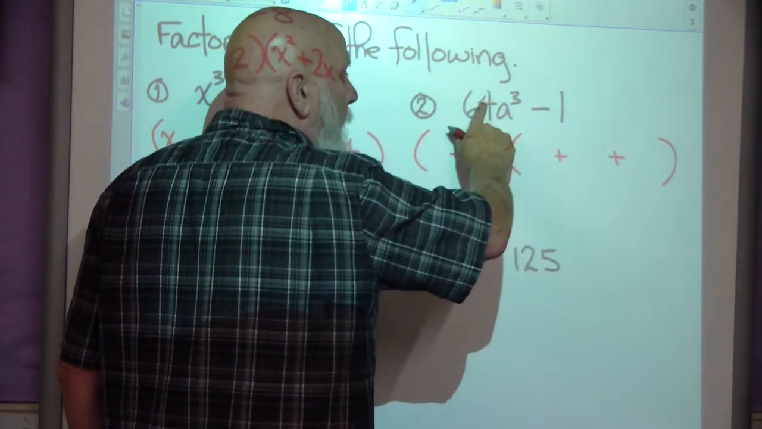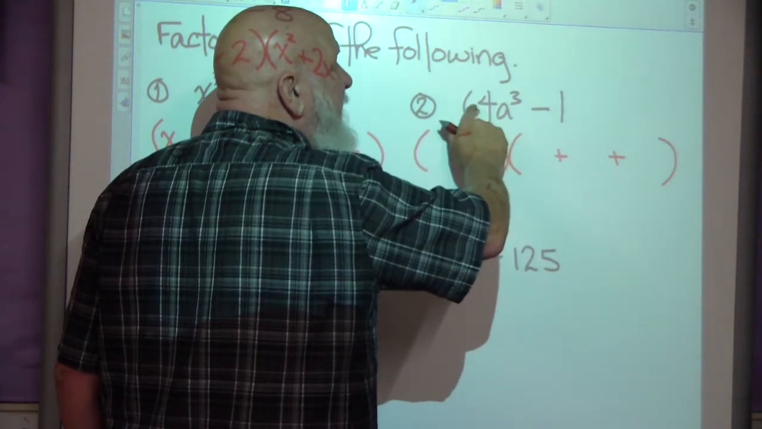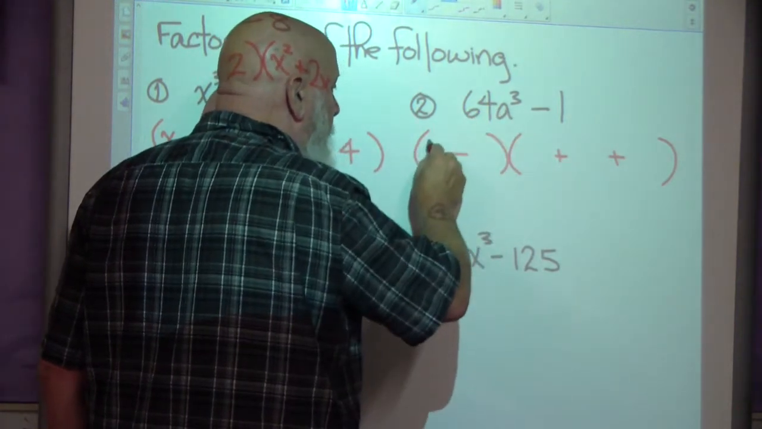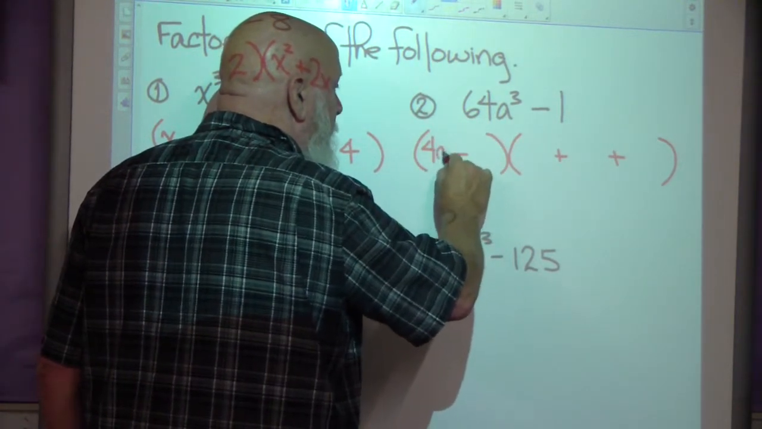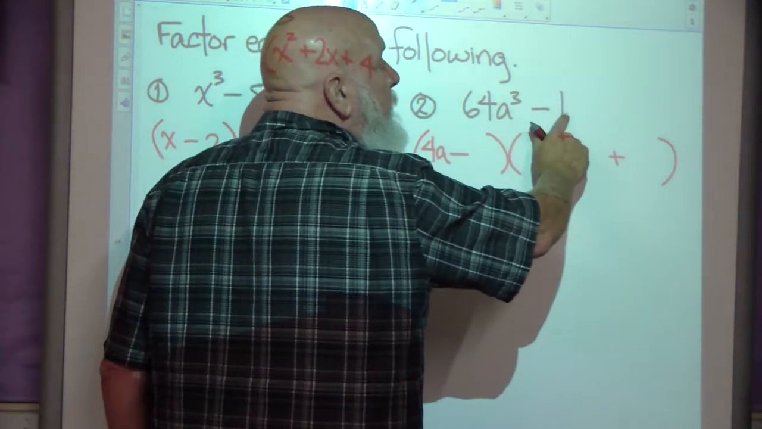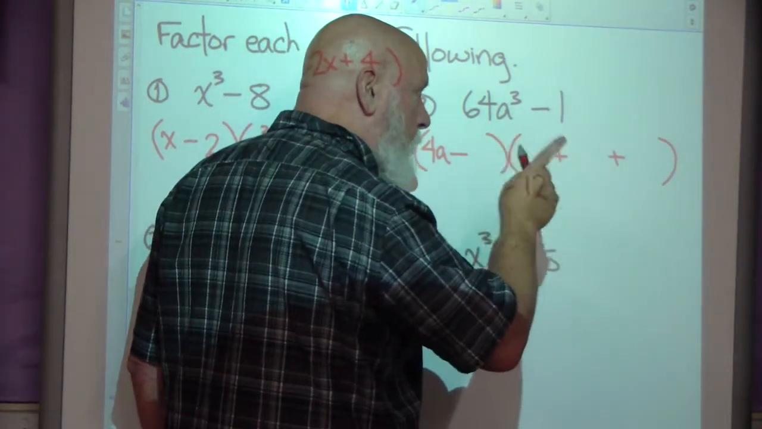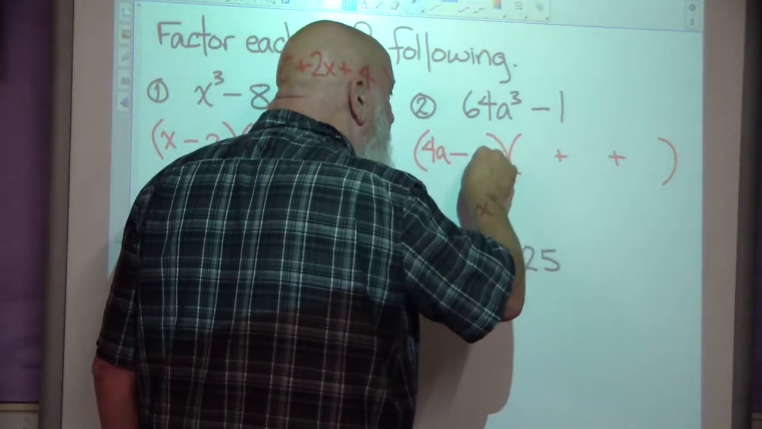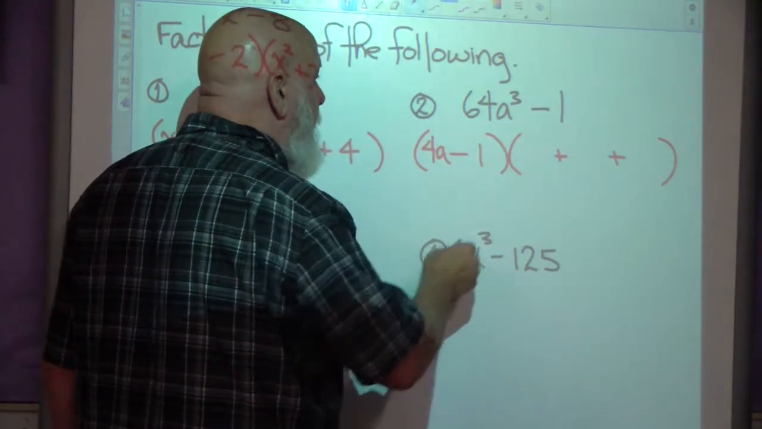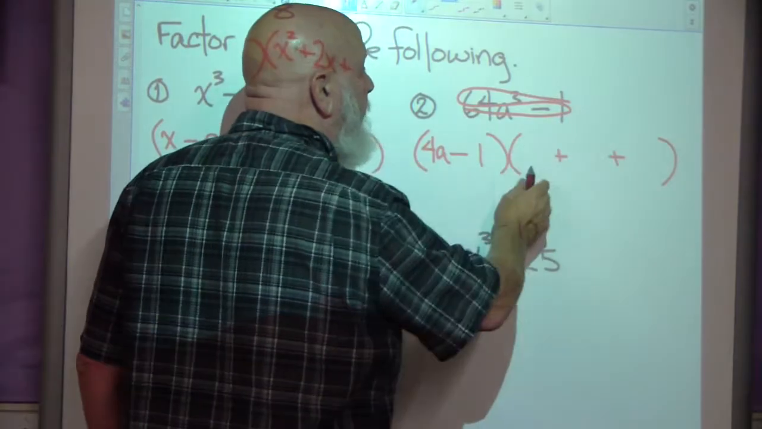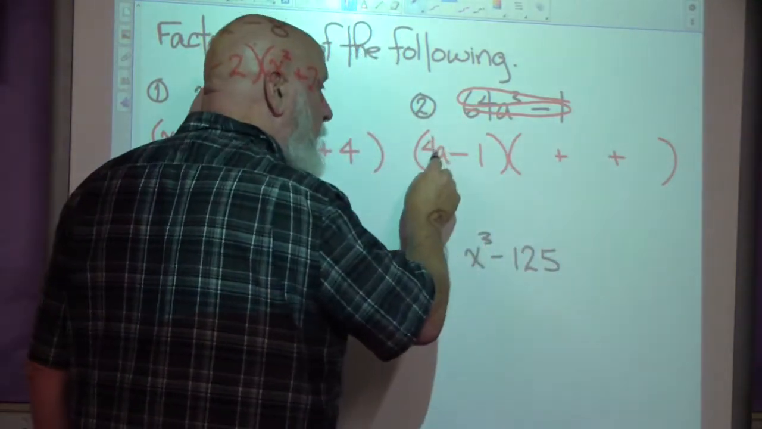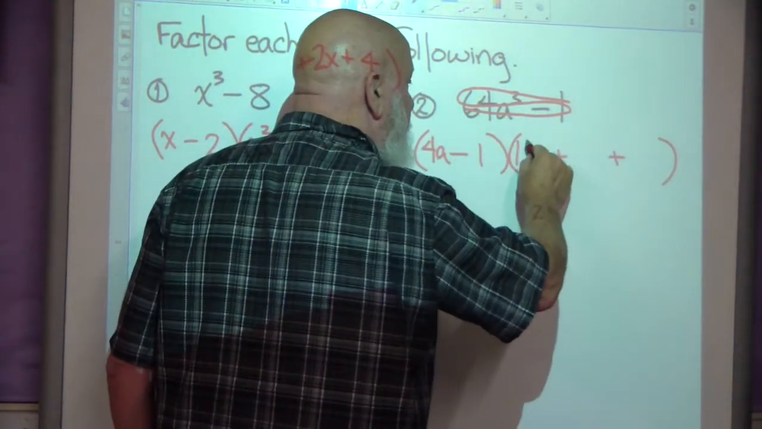That is 4a. 4a times 4a times 4a is 64a cubed. So 4a goes here. The cube root of this, the thing that's being multiplied by itself here, is 1. 1 times 1 times 1. That's the cube root of 1. Now I'm done with this. To fill in these three blanks, I square this one. 4a times 4a is 16a squared.